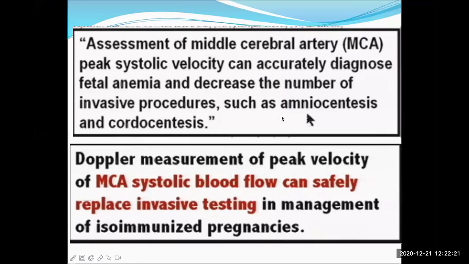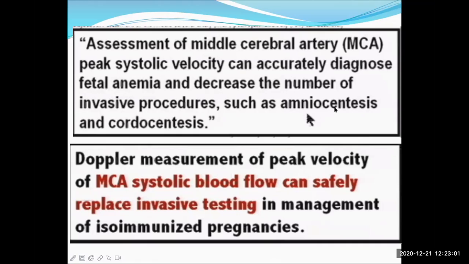That was about the different types of investigation and the decision of how we are going to manage a case of RH incompatibility. Now see that one of the important tests which is done these days is transcranial Doppler ultrasound. That transcranial Doppler ultrasound is assessing the velocity of blood flow in the middle cerebral artery, which is called peak systolic velocity. That can accurately diagnose fetal anemia and decrease the number of invasive procedures like amniocentesis and chordocentesis.